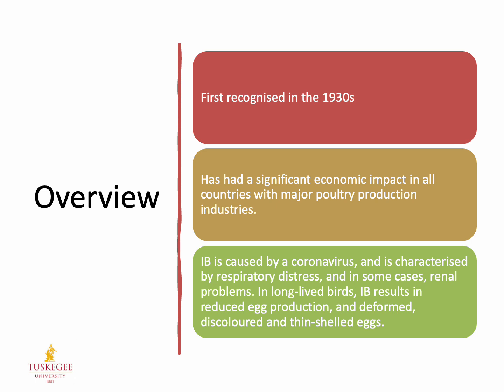So, this is just a brief overview of what infectious bronchitis is. The disease was first recognized in the 1930s, and since it was recognized, it has had a significant economic impact in all countries with major poultry production industries. Infectious bronchitis is caused by coronavirus and is characterized by respiratory distress and, in some cases, renal problems. In long-lived birds, infectious bronchitis results in reduced egg production and deformed, discolored, and thin-shelled eggs.